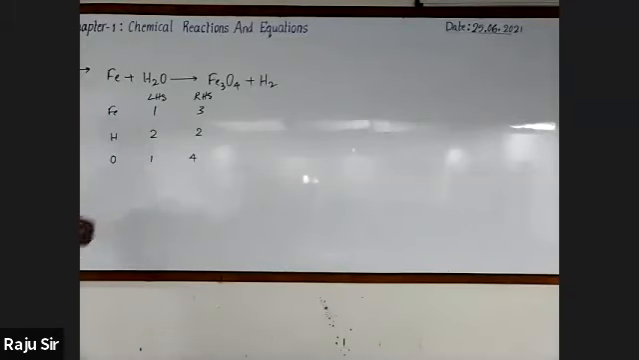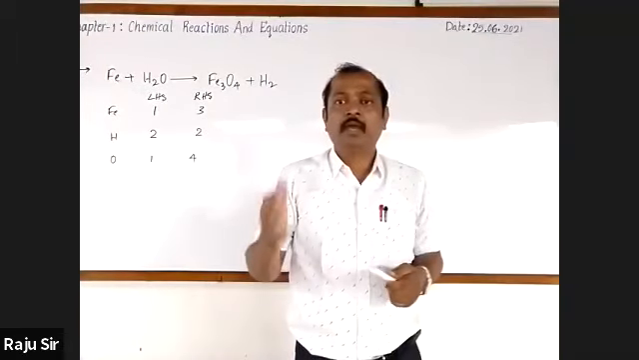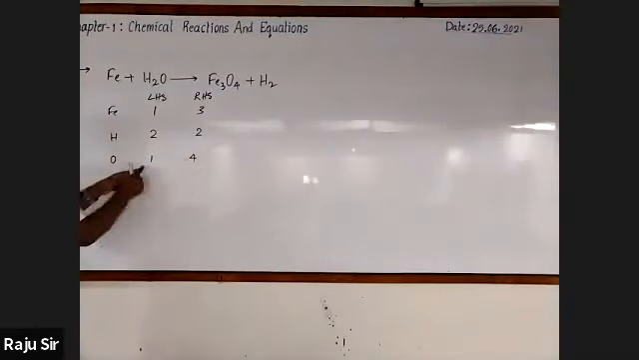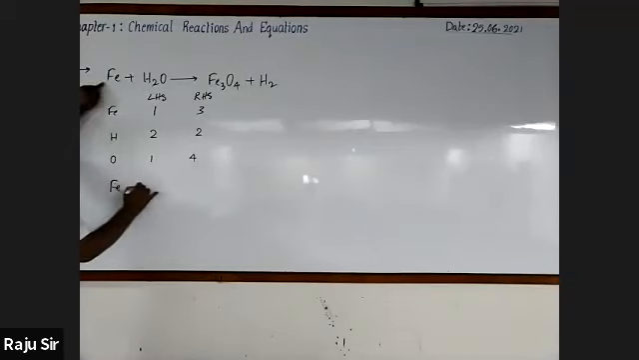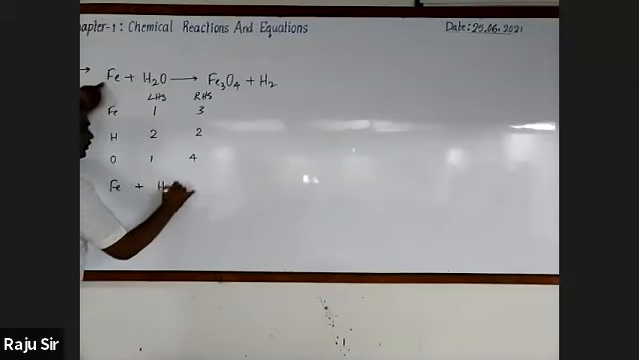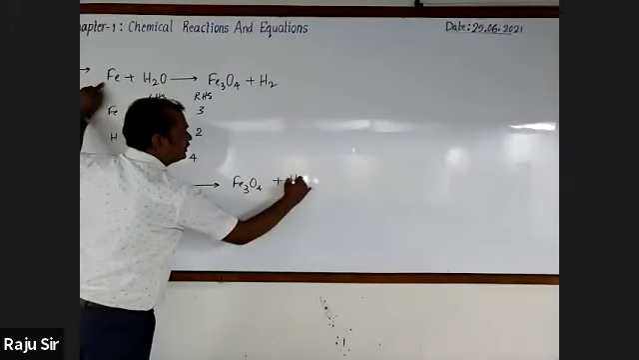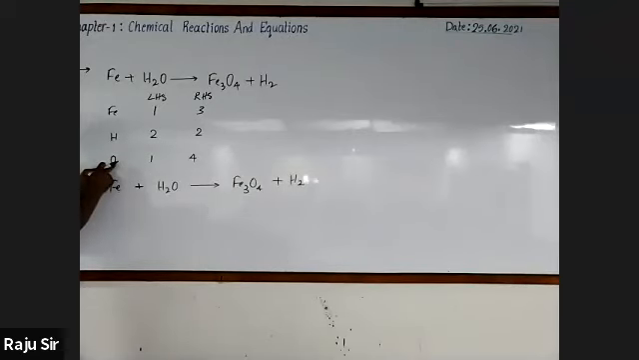Then afterwards, we will select the compound or element having the maximum number of atoms. Just observe here, the greater number is 4. This number corresponds to oxygen. Hence, the element oxygen is to be taken. Just observe here, iron plus steam gives rise to iron oxide plus hydrogen. As we have come to know, the oxygen element has the maximum number of atoms.